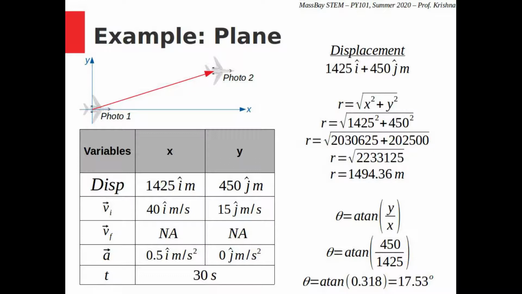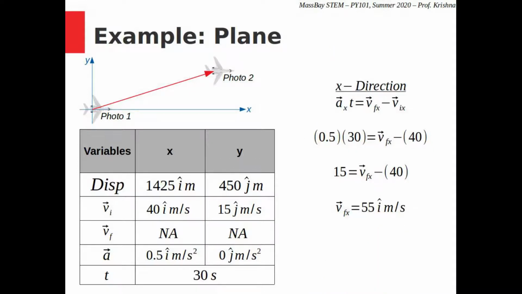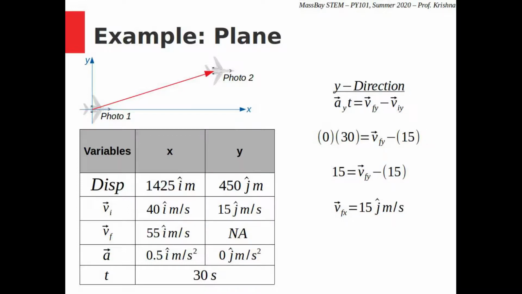And although the puzzle didn't ask for it, we could solve for the final velocity in photo 2. In the x direction, the velocity of the plane is 55 i hat meters per second, and in the y direction, it remains 15 j hat meters per second because there was no acceleration.